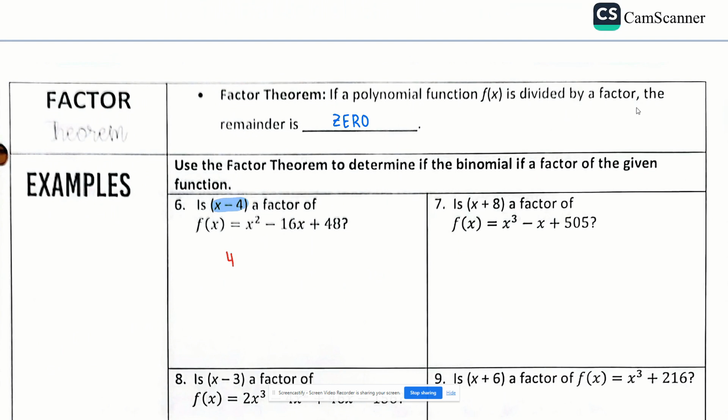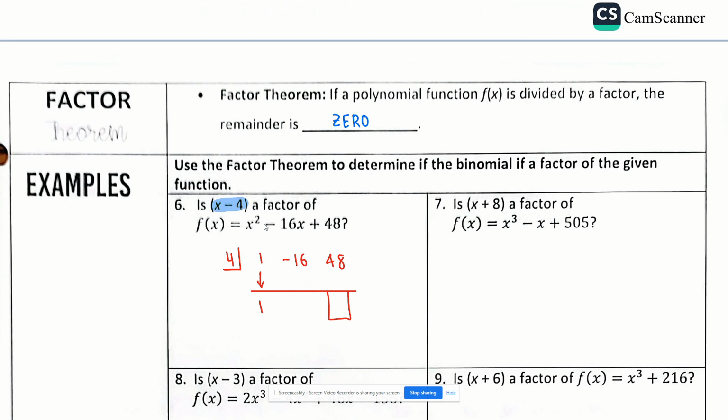So 4 goes down as my value in my box that we're going to check. Then we start working: x squared, coefficient is 1, x is negative 16, all the way down to my constant 48. Now again, remember, what we're looking for here is the remainder is 0. Then I know it's a factor.